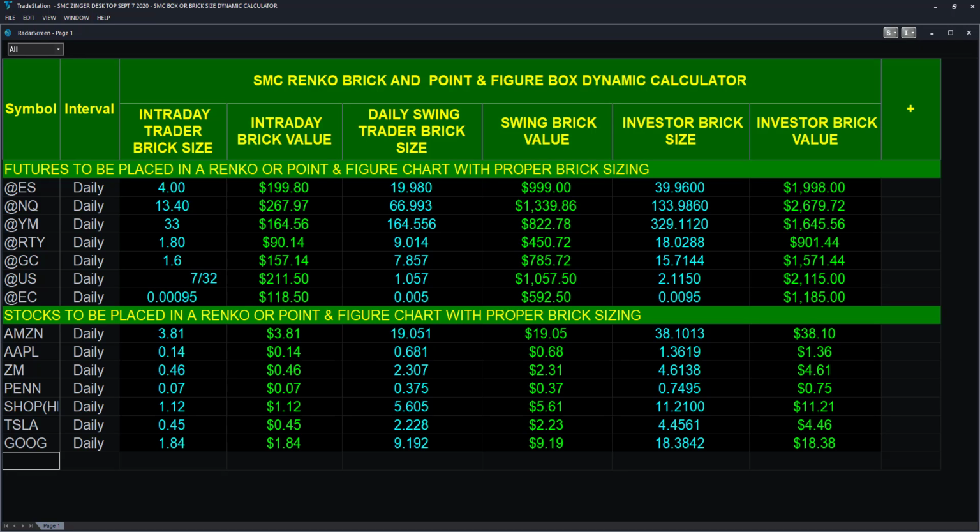We wish you the best this week. And whether you're trading Renkos or point and figure or range bars, it's really important to get the sizing right. Because if you don't, no matter what strategy you have, garbage in, garbage out, you're going to find it a hard way to go. Good luck.